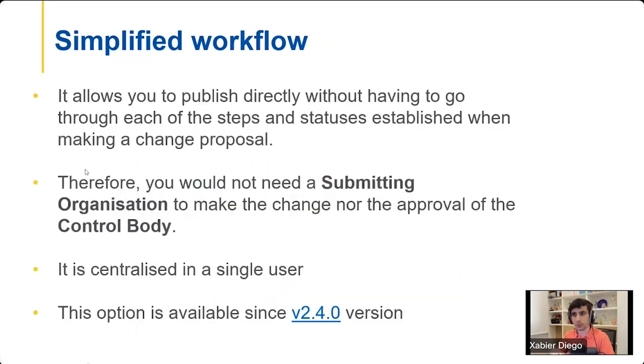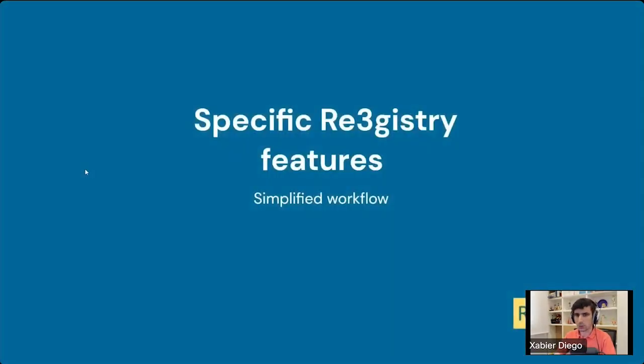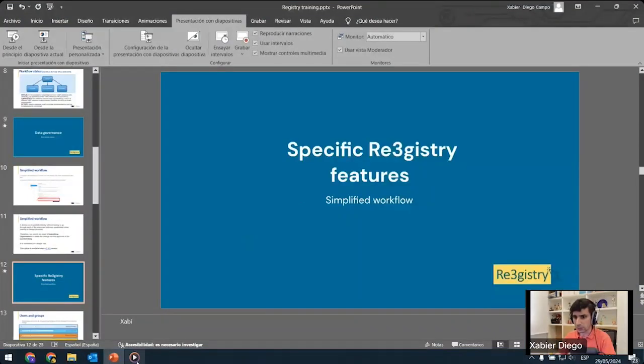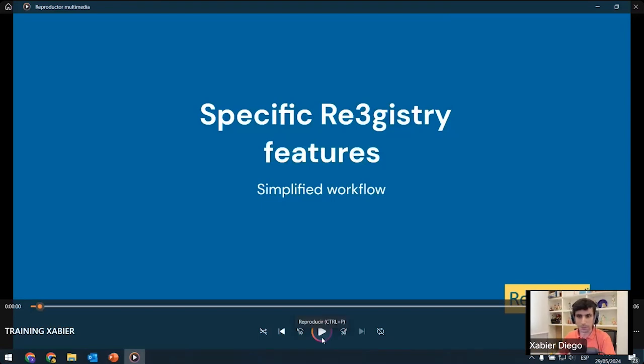What is the purpose of the simplified workflow? It allows you to publish directly without having to go through each of the steps and statuses established when making a change proposal. And you would not need a submitting organization to make the changes or the approval of the control body. It is centralized in a single user, and this option is available since version 2.5.0. And right now, I'm going to show you a small 1-minute video so you can see the simplified workflow in action.